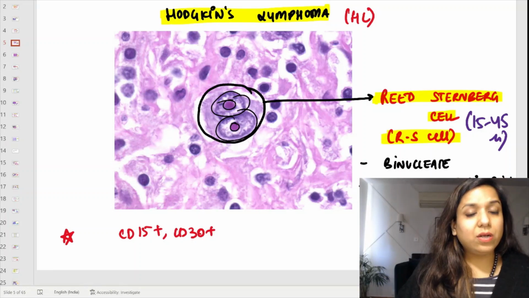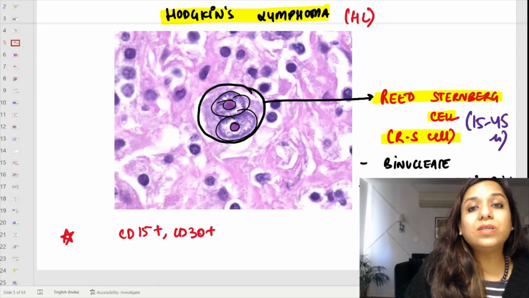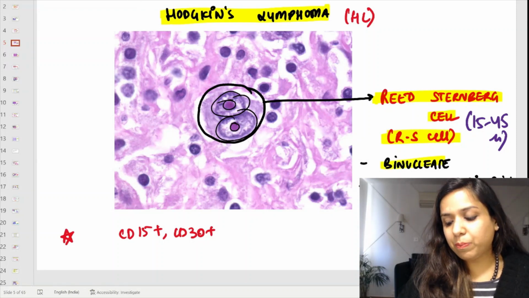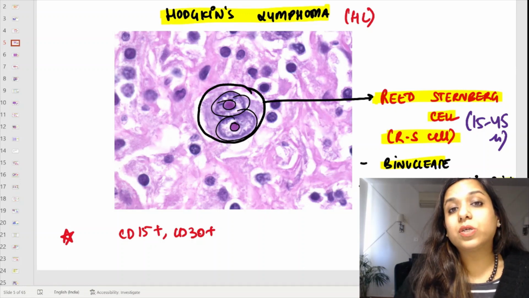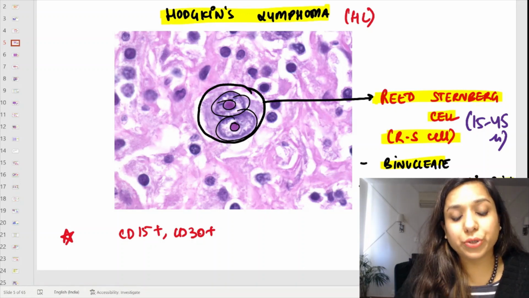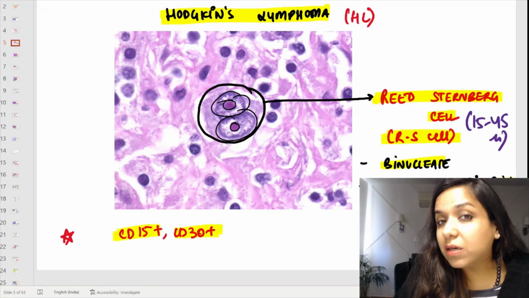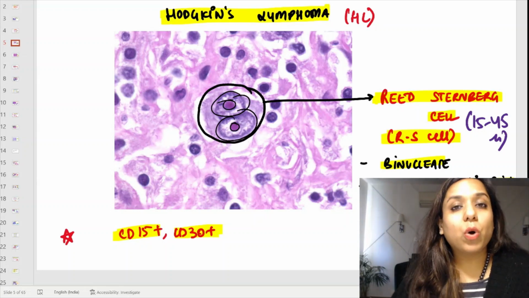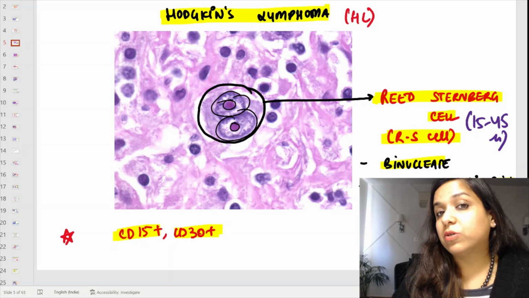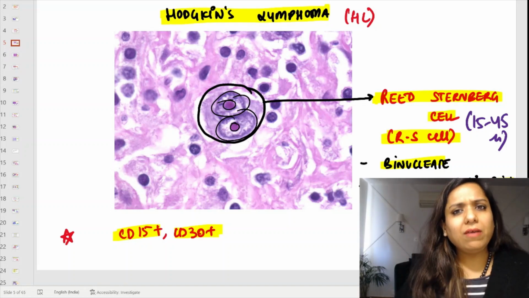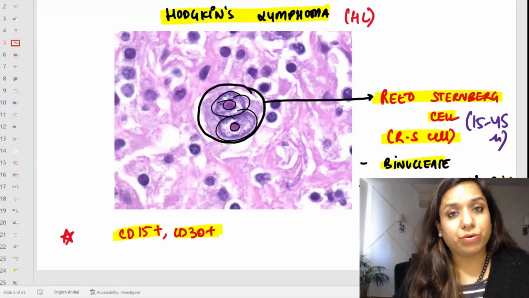So this actually looks like an owl's eye. That is why this is called an owl's eye appearance, right? Prominent eosinophilic macronucleoli. Another very important point to take home is, what are the markers? These cells are CD15 positive and CD30 positive, except for nodular lymphocyte predominant Hodgkin's lymphoma, in which both these markers are absent, right? So very, very important image you have to know for FMG exams for sure, right?